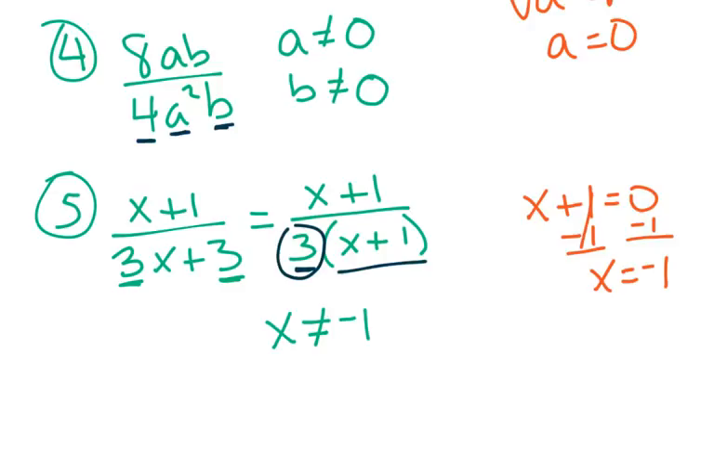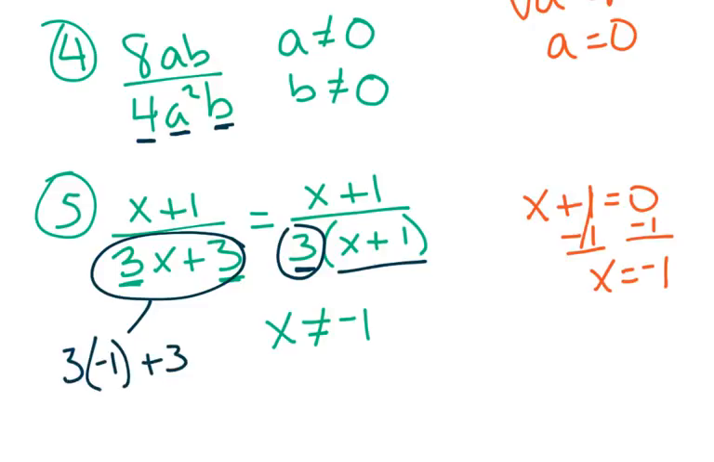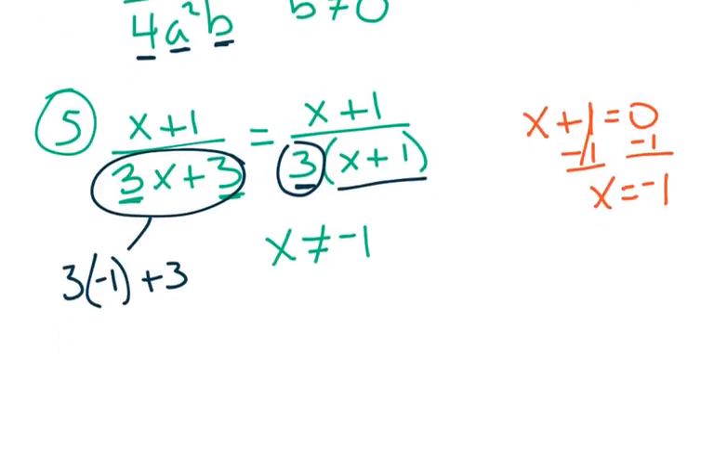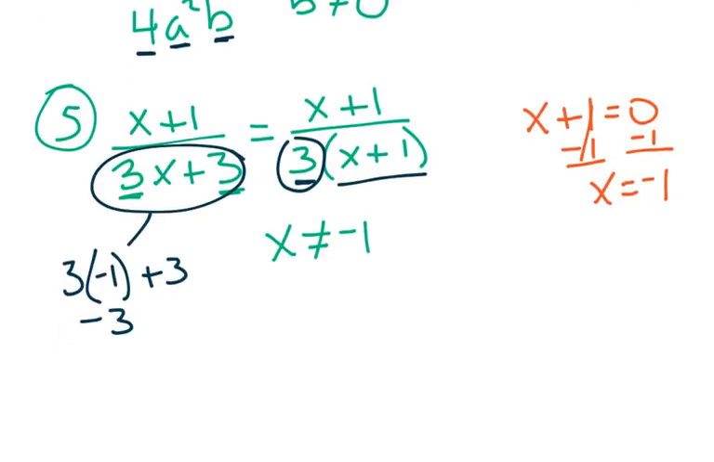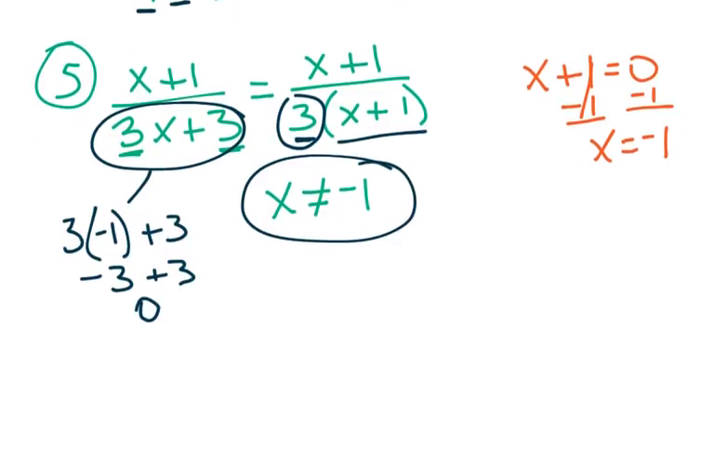Now let's test it. If I bring this down here and plug in a -1 for the x in 3x plus 3, 3 times -1 is -3. -3 plus 3 does make 0. So -1 would make the denominator equal to 0. That is why it is a restriction. All right, let's do another one.